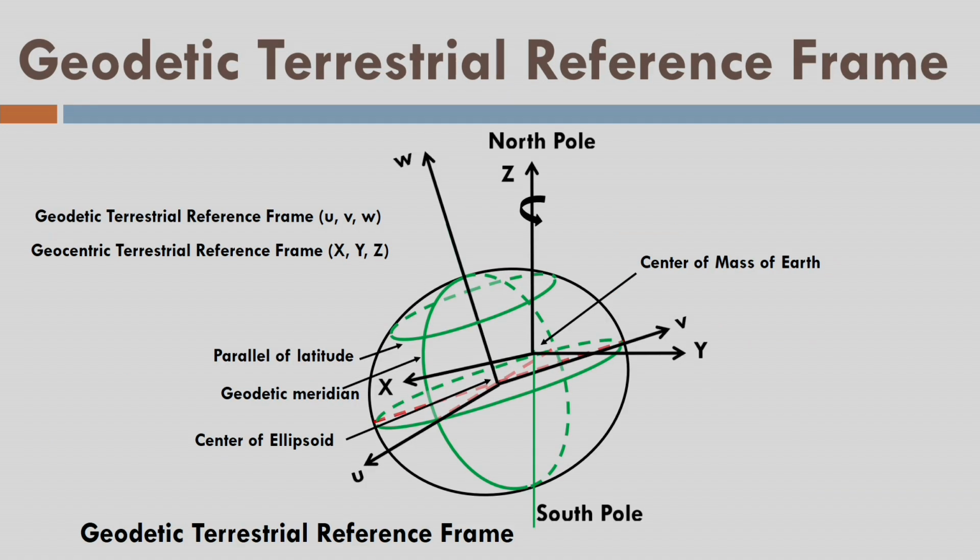So let us come to the geodetic terrestrial reference frame UVW, which is shown here, and there is the center of mass of the earth, which is the geocenter of the earth, and at the geocenter we have a geocentric reference frame shown by X, Y and Z axes.